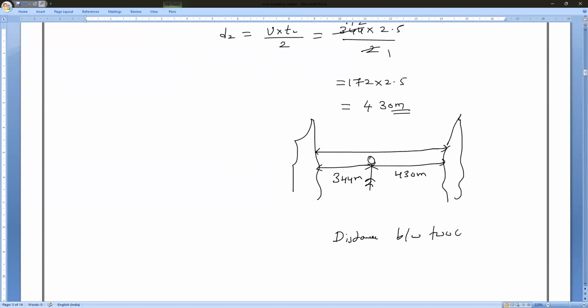Distance between two cliffs is equal to 344 plus 430, which is equal to 774 meters. That is how you have to calculate. Basically, how will people calculate the distance between two mountains? Will they take a tape and measure? No, with the help of echoes only. Generally, we find distances between mountains with the help of echoes only. Many applications we have.